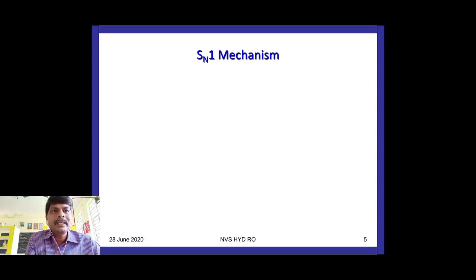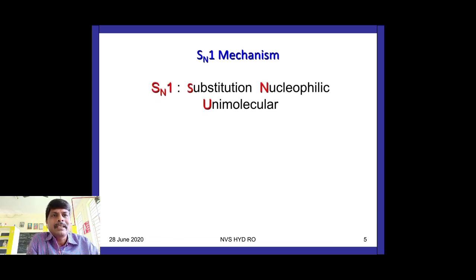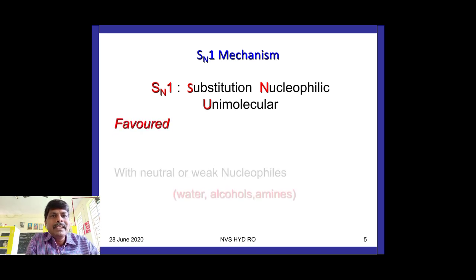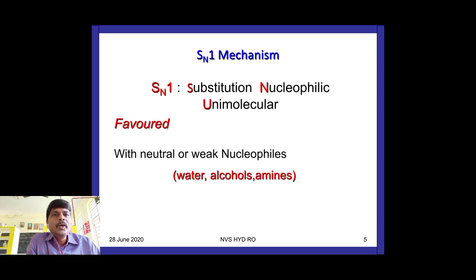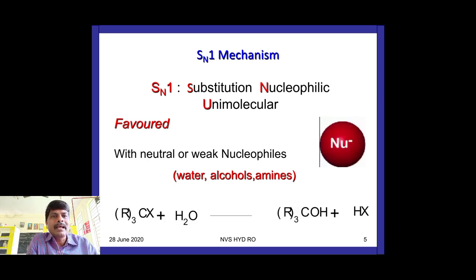First I will explain the SN1 mechanism. What is SN1? Nucleophilic substitution unimolecular reaction mechanism. It is favored with neutral or weak nucleophiles. You know, generally nucleophile is written as Nu minus. What are the examples of weak nucleophiles? Water, alcohol, amines. Generally the SN1 mechanism can be observed in tertiary alkyl halides.